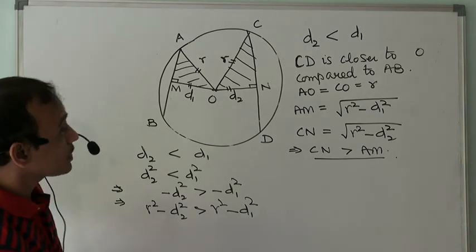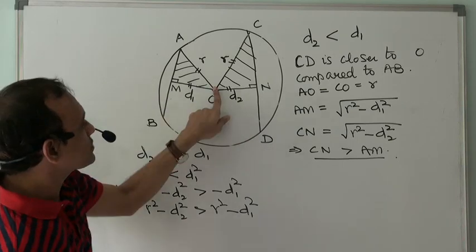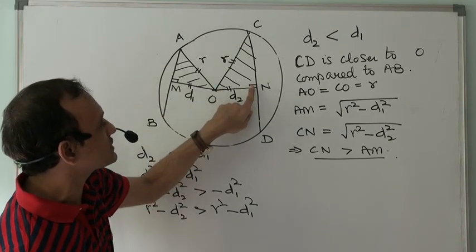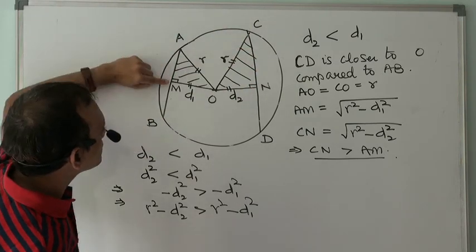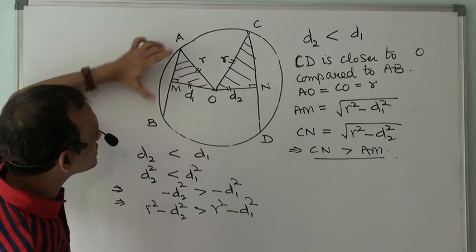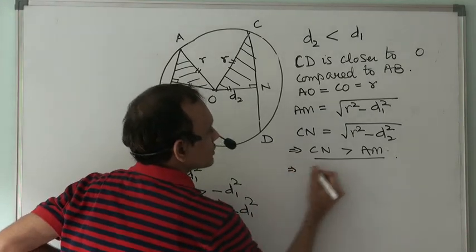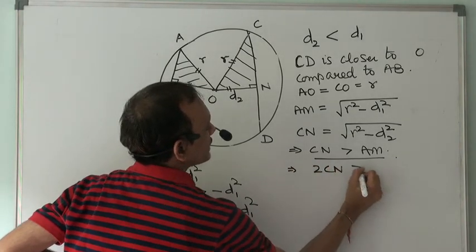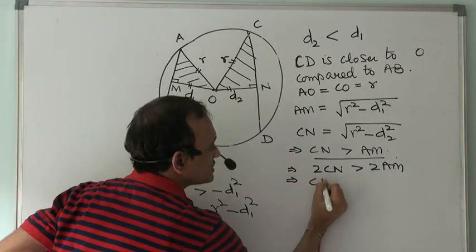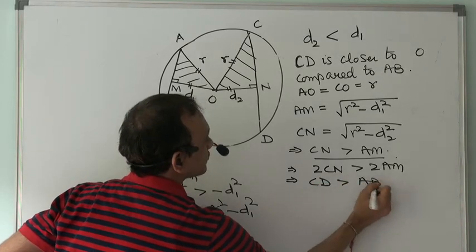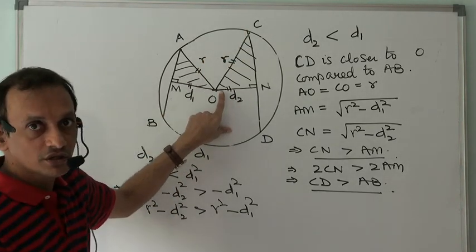But what is CN? N must be the midpoint of CD, because the perpendicular from the center to the chord must bisect the chord. Therefore, CN must be half of CD. Similarly, AM must be half of AB. So if I multiply by 2, 2CN is greater than 2AM. But what's 2CN? CD. So CD is greater than AB. Which means the chord that is closer to the center is the bigger chord.